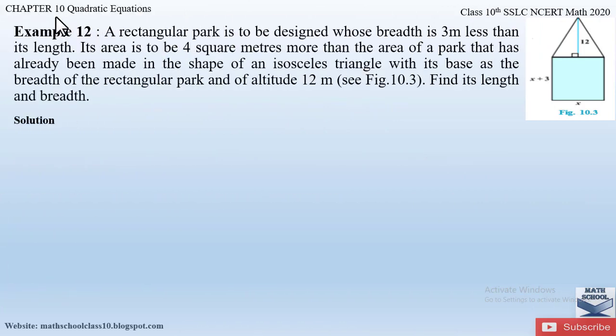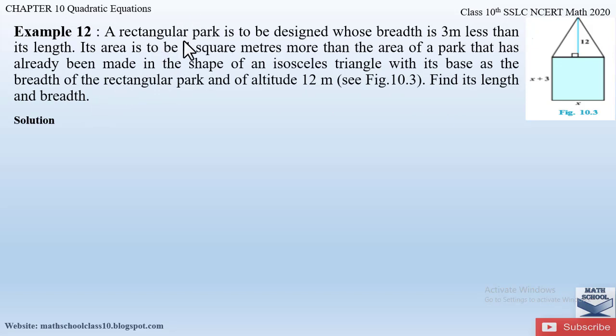Example number 12 from chapter 10, quadratic equations, says: a rectangular park is to be designed whose breadth is 3 meters less than its length. Its area is to be 4 square meters more than the area of a park that has already been made in the shape of an isosceles triangle with its base as the breadth of the rectangular park and the altitude is 12 meters. Find the length and breadth.